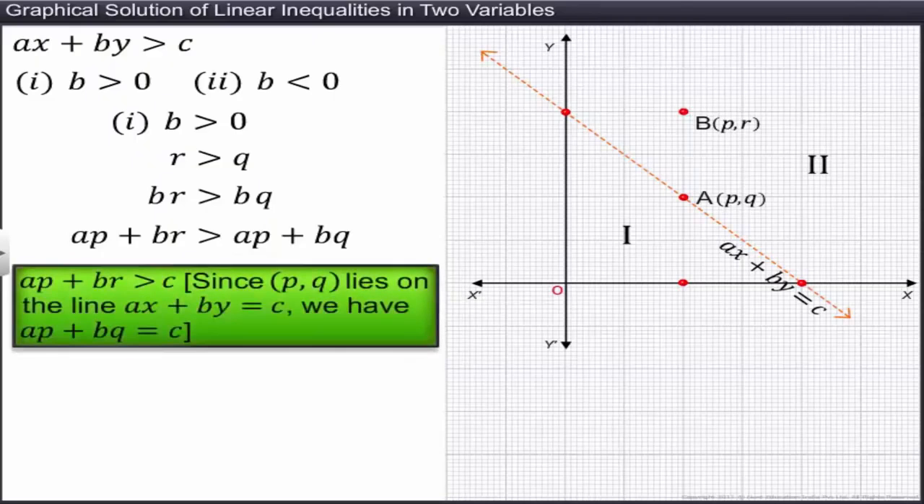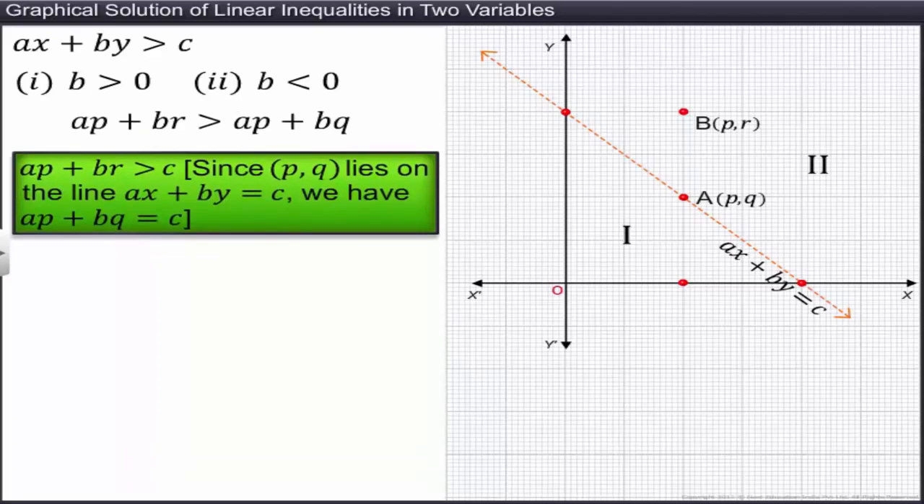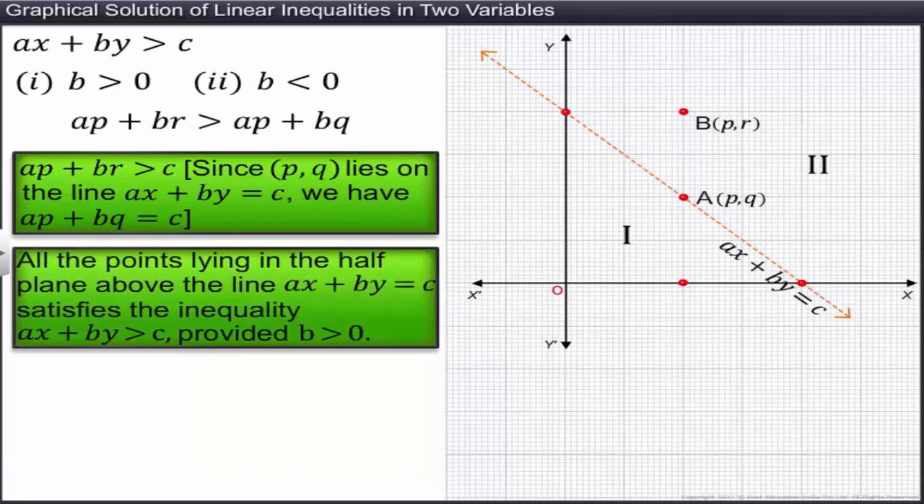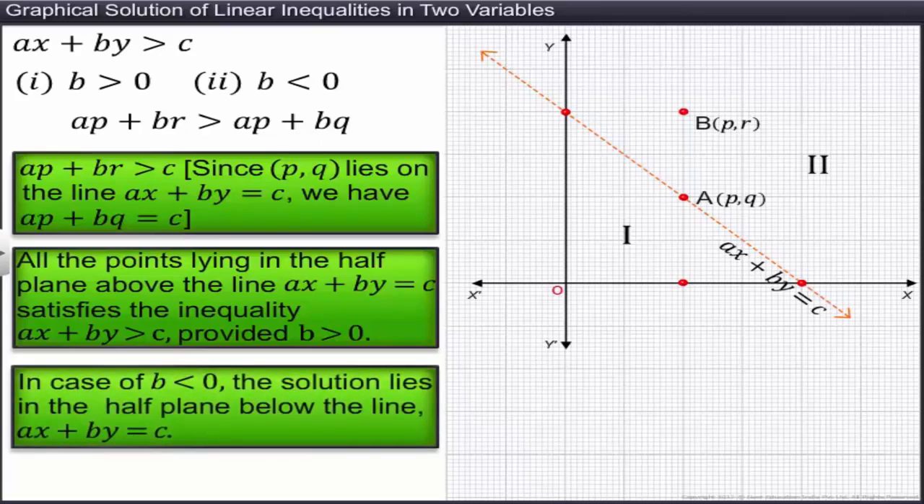Therefore, the following relation is obtained. We can see that the statement is true for the point p, r. Thus, all the points lying in the half plane above the line ax plus by is equal to c satisfy the inequality ax plus by is greater than c, provided b is greater than 0. Similarly, in case of b less than 0, the solution lies in the half plane below the line ax plus by is equal to c.